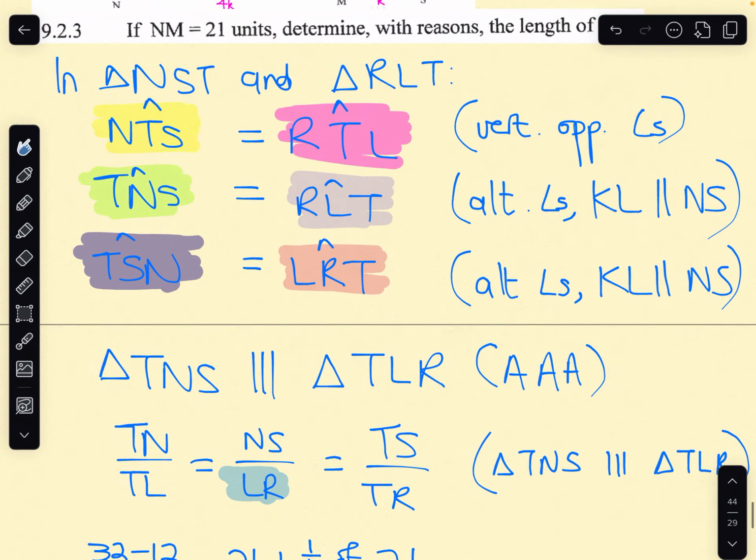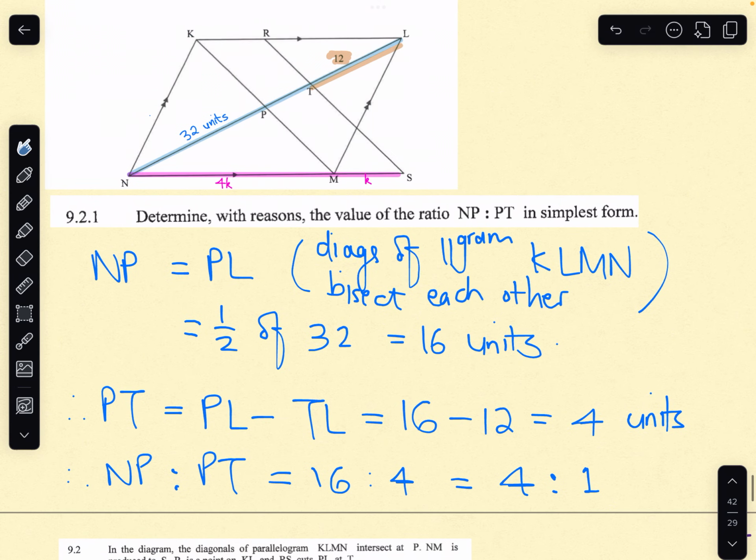Let's see what the memo has to say. Overall, not a very difficult question, but know thy theorems. Remember to learn the properties of your quadrilaterals. They could unlock doors you never thought they would be able to unlock. So yes, for the first question, we use the fact that diagonals of a parallelogram bisect each other in order to figure out the size of NP and PL. From there, we are able to work out the size of PT, and then we work out the ratio from there.